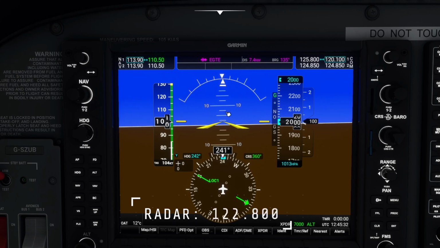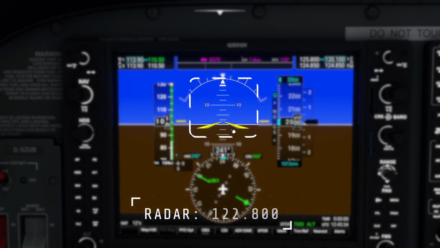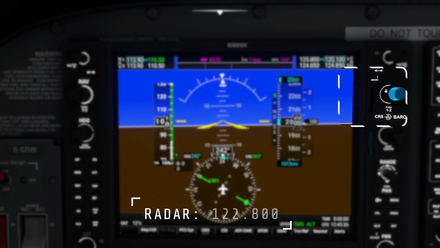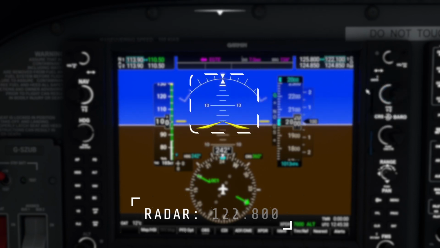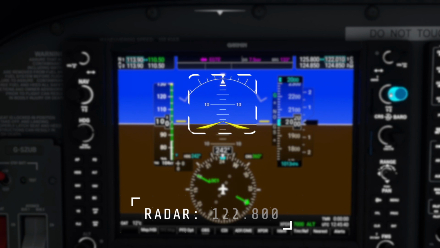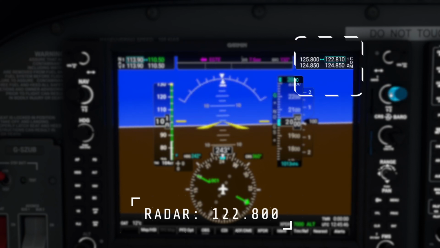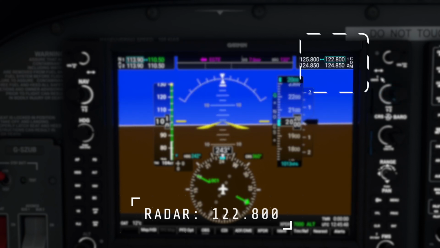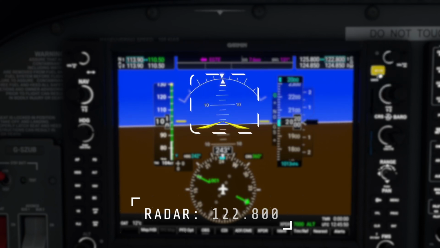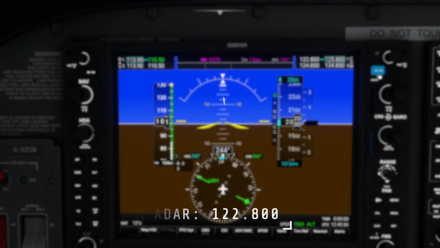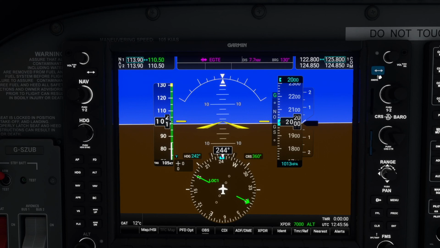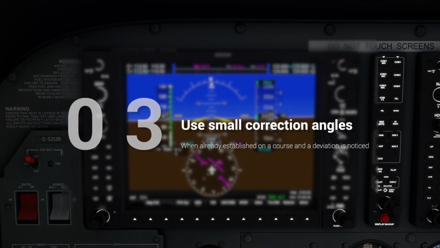So here I am flying along at 122.8. So see, that's how quick it can be with a little bit of practice and skill. Next, let's use small corrections.